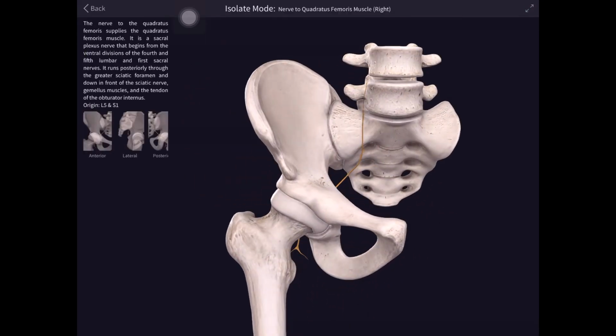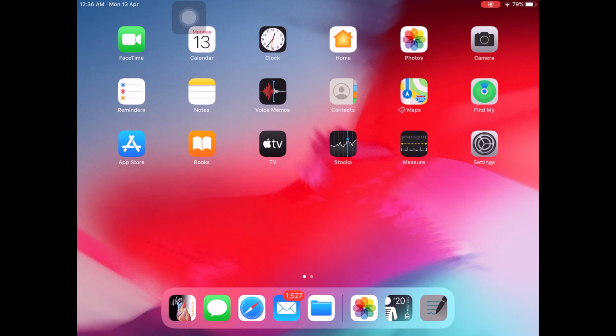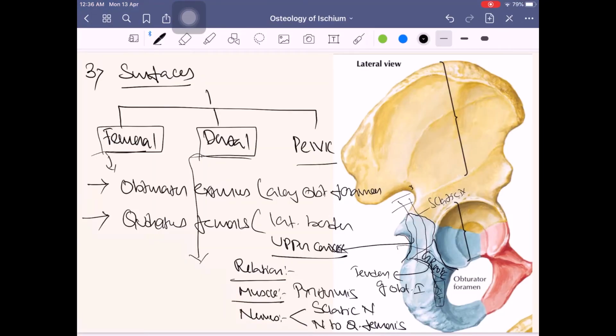Yeah, so you got two nerves and one muscle which are related to the convex part, whereas the groove we have seen is related to the tendon of obturator internus. So that finishes your dorsal surface.